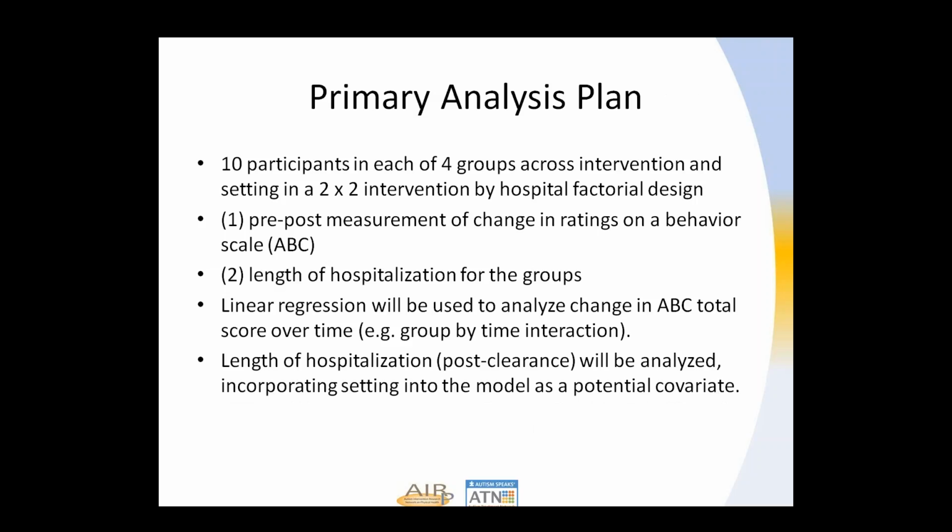Our primary analysis plan is to look at 4 different groups with 10 in each group: the Children's Hospital, both active and control, and the Psychiatric Hospital, both active and control. We're looking at pre and post measures of the ABC and the length of hospitalization for our secondary aim. We're using linear regression to compare the ABC over time, and with our length of hospitalization, we're looking at the difference between the settings as a possible covariate also.